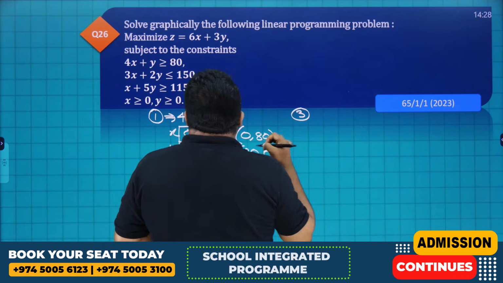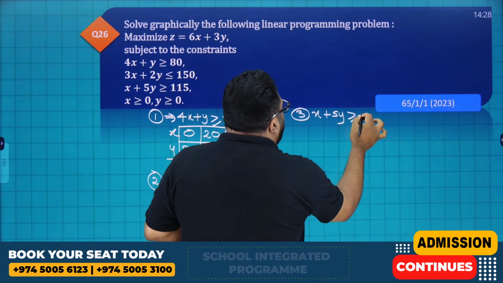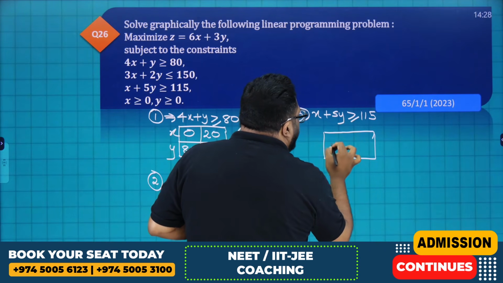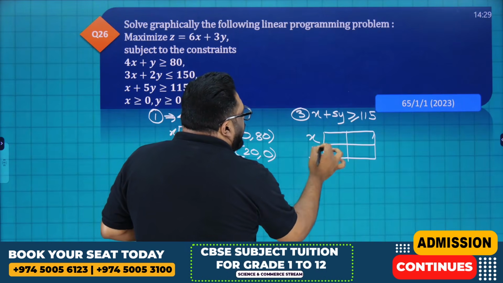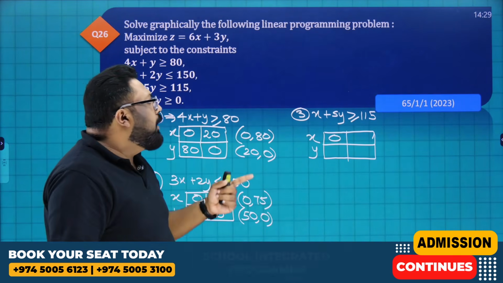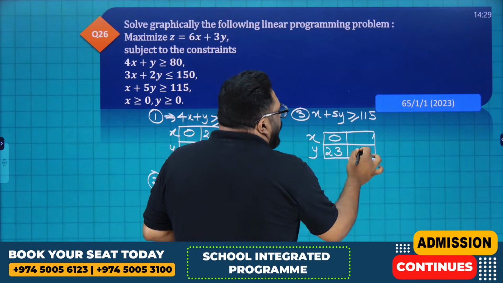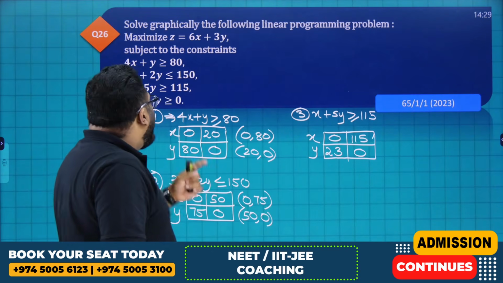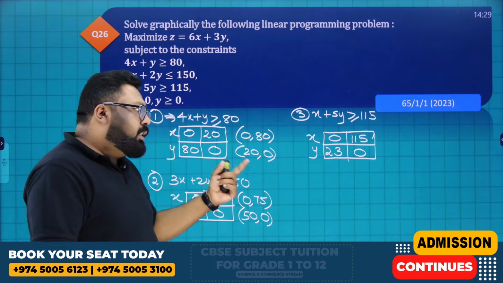Equation number 3, my dears: x plus 5y greater than or equal to 115. Now let's make the intercepts for that. When x is equal to 0, y is equal to 115 divided by 5, which is 23. When y is equal to 0, x is equal to 115. So we have 3 equations and 3 sets of intercepts. Now let's try to plot.